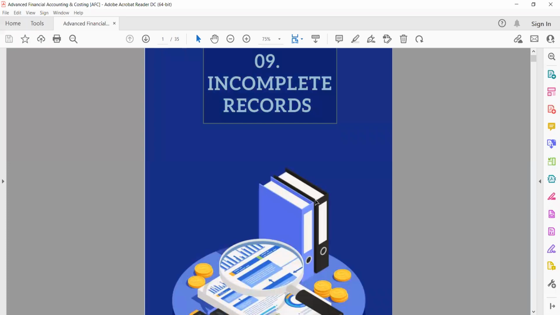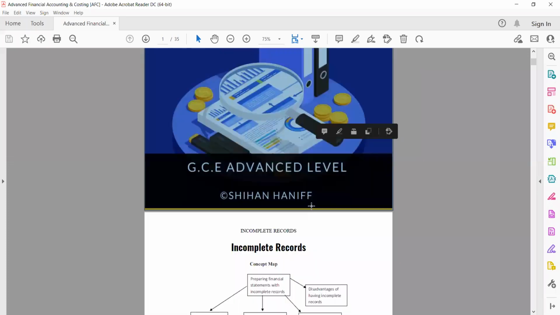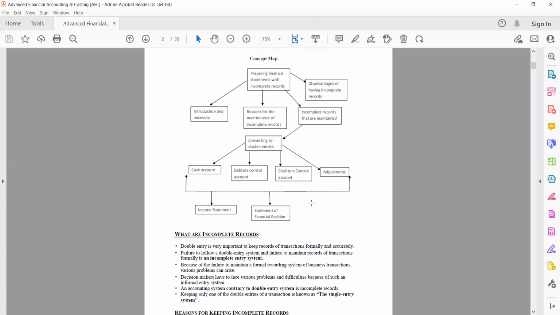Incomplete records has two parts, right? One is, let me take a minute.